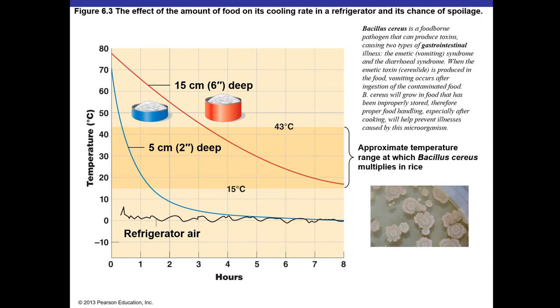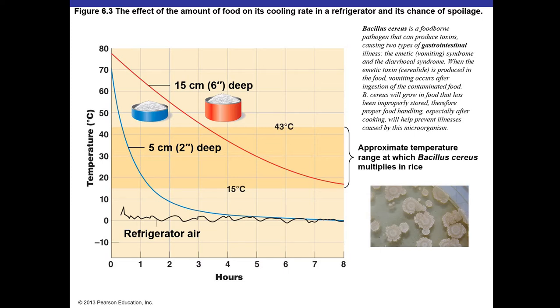They can produce either what is referred to as the emetic type of toxin, which causes vomiting, or you can have the diarrheal syndrome. The emetic toxin is the cereulide, which is produced when the food is usually at the wrong temperature, and therefore the Bacillus cereus will grow and produce these types of toxins that, again, can be problematic. Therefore, proper food handling is especially important after cooking to prevent these illnesses. Getting things chilled to the appropriate temperature so that the bacteria can't grow and produce toxins is important.